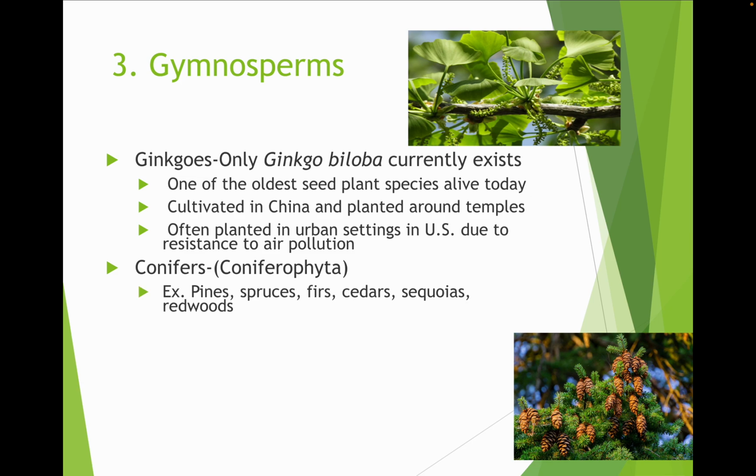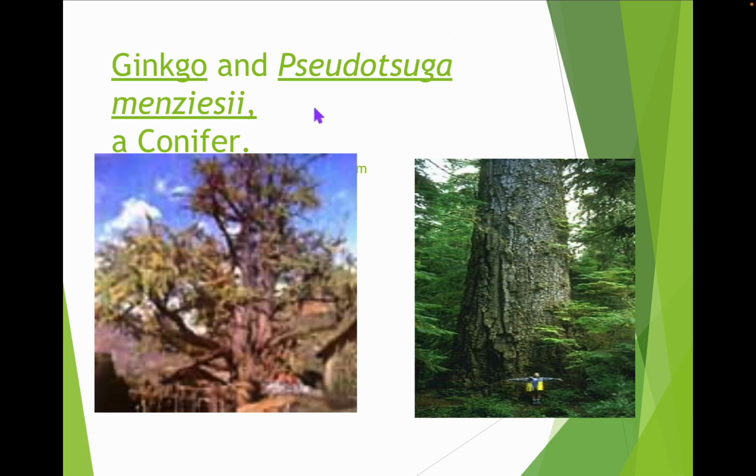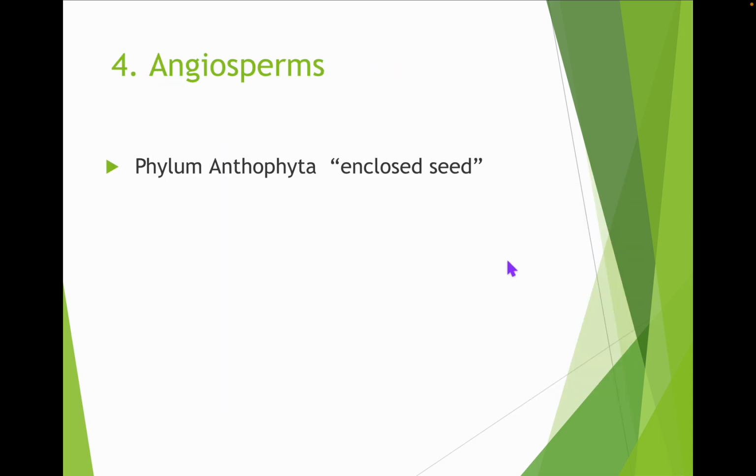Conifers, okay, these are our pines, spruces, firs, cedars, sequoias, redwoods. They're long, thin leaves, pine needles, that reduces the surface area, and they have a waxy layer. Most are evergreens. And we're looking at ginkgo, and we're looking at a conifer. That's a redwood.